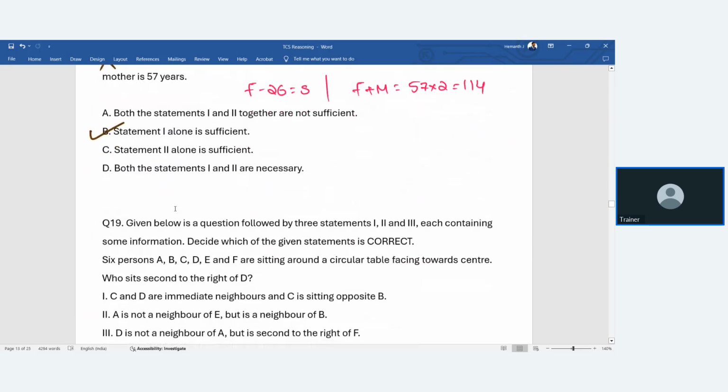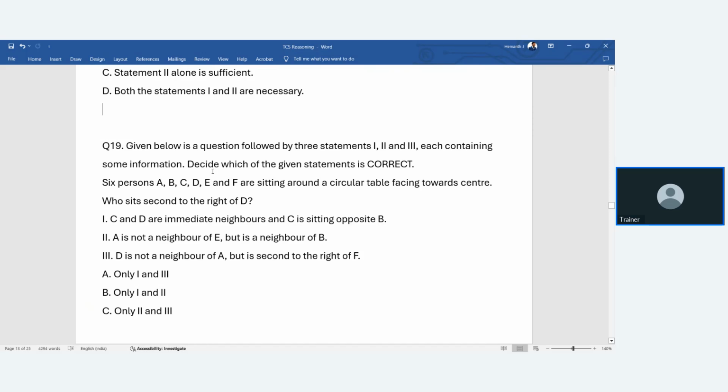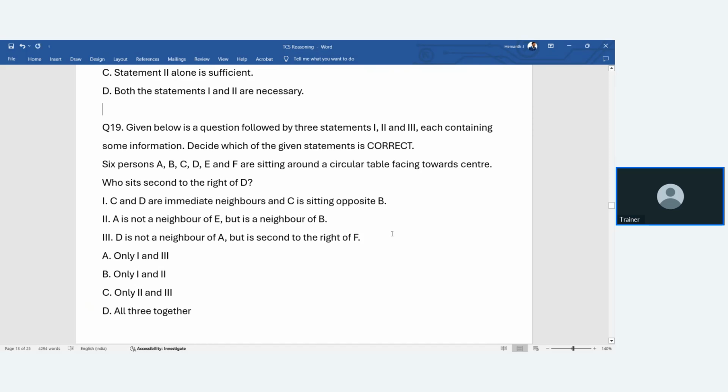Now see the next question. Data sufficiency. Which data is required to decide that? Who sits second to the right of D? To decide D's second right, which data is required? Who sits second to the right of D?